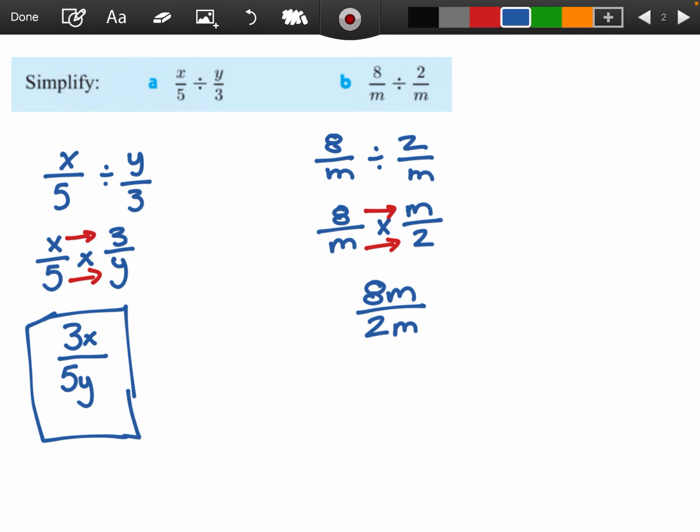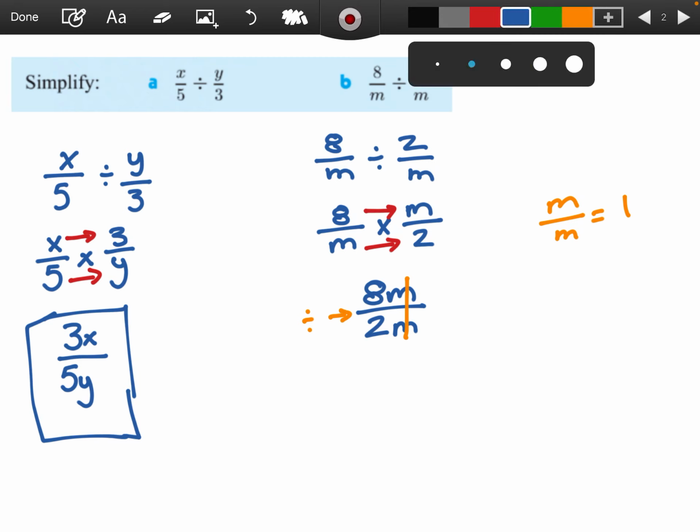And then we look to see, can we simplify anything? I see that I have an m on the top and an m on the bottom, so they cancel out, because remember m over m is equal to 1, m divided by m. So that cancels out to be 1. And then 8 over 2, I can actually do that division. Remember, the fraction bar replaced the division sign, so I can do 8 divided by 2, which gives me a final answer of 4 because the m's canceled out with each other.